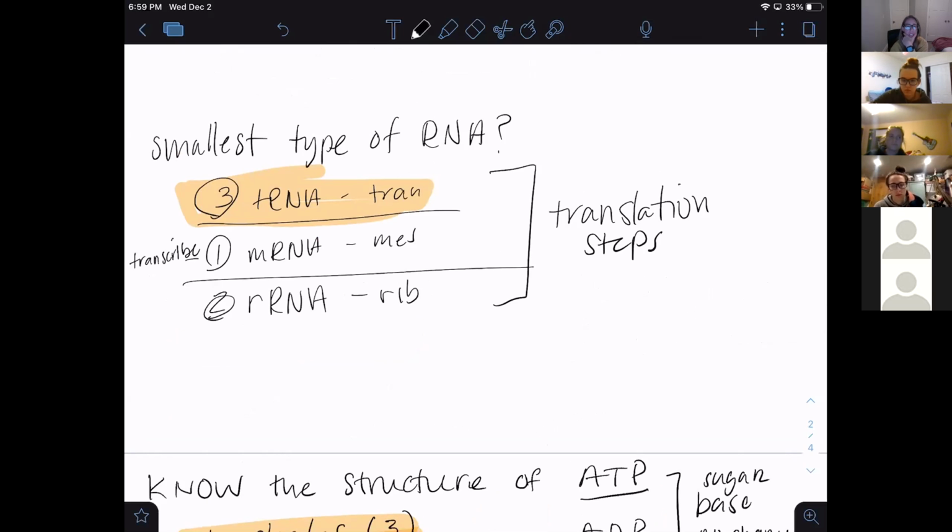Let's talk about what is the difference in how many hydrogen bonds are in a G and a C bond? 3. Okay, and how many are with A and T? 2. Okay, you need to know those things, okay? That was also on a homework that you had to do.